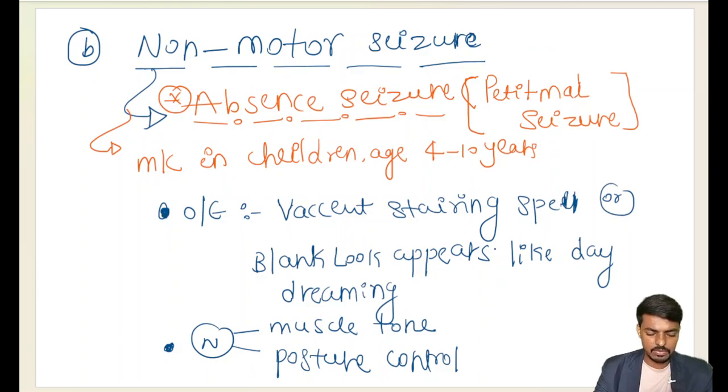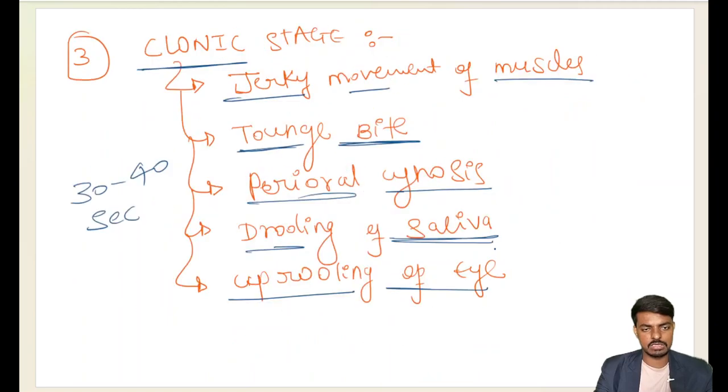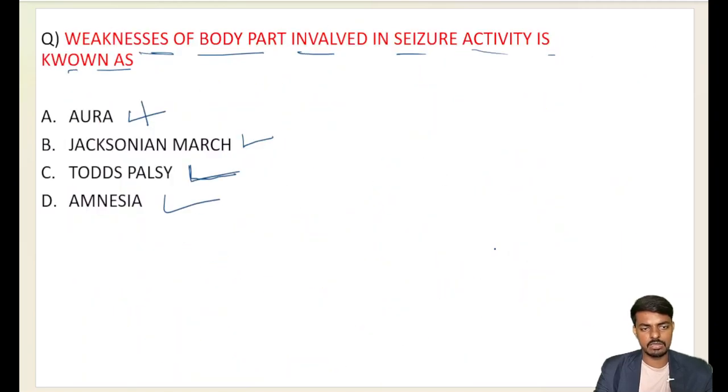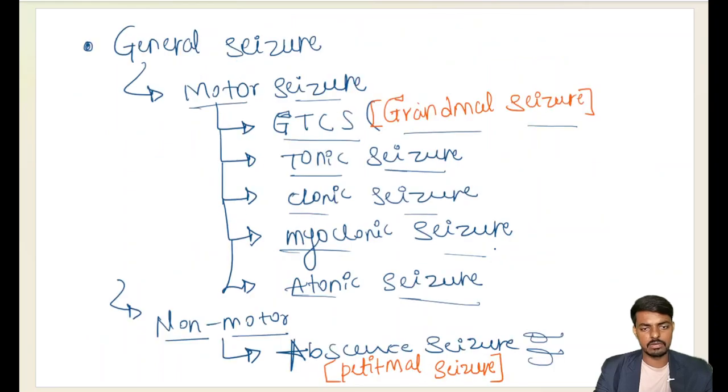We will now study a very, very important type of seizure, our last type, that is the non-motor seizure in generalized seizures. So while studying the classification, we classified generalized seizures into motor seizures and non-motor seizures. We have dealt with generalized tonic-clonic, clonic, myoclonic, atonic, tonic, everything. The last type is the non-motor seizure, meaning there is no motor manifestation. That seizure we are going to study now.